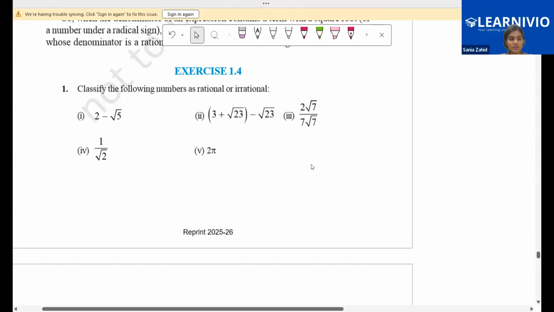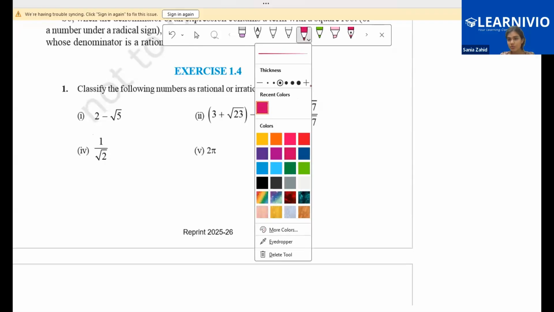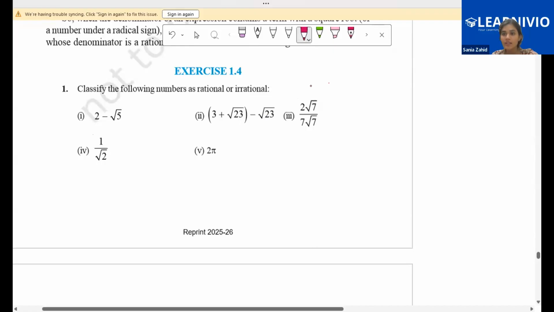Yeah, children, have you all completed? Shall we discuss the answers? Yes, ma'am. What about the others? Abdullah and Ammar? Completed. Okay. So children, the first one is 2 minus root 5. So what do you think? Is the answer for 2 minus root 5 rational or irrational?